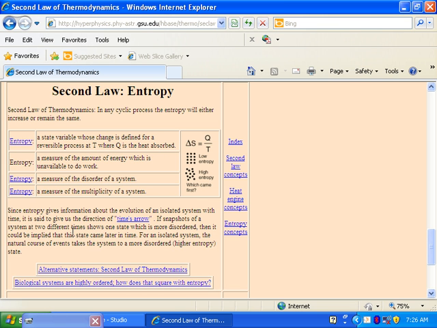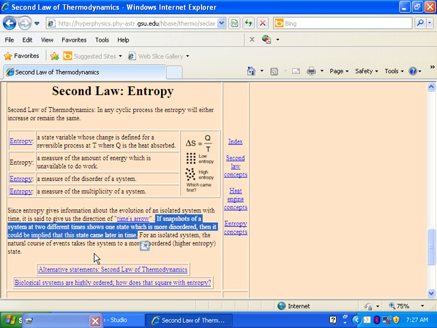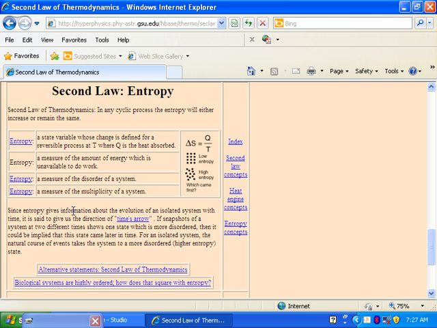Okay? Could be implied that a state came in later time, and so on. Don't worry about that. Unless you really want to read Hawking's book, this statement right here is not going to make much sense. All right, for an isolated system, the natural course of events takes a system to a more disordered or higher entropy state. Now, a reversible process is a process in which the entropy of the system remains exactly the same.